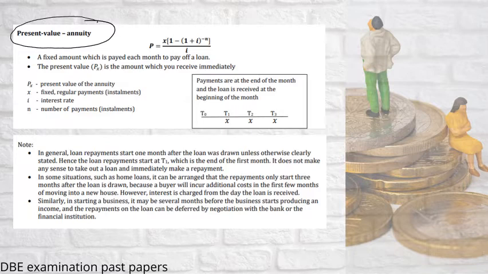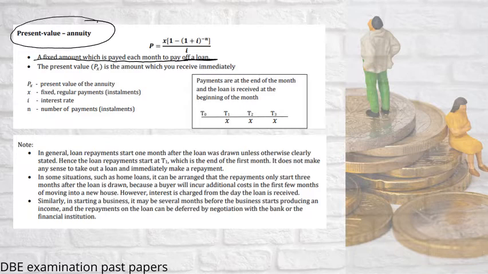But with present value annuity, a fixed amount is paid each month to pay off a loan. You have heard of people borrowing and they were told to make these regular payments. Maybe the bank said they will take this fixed payment at the end of every month. So in order to repay a loan, we call that present value annuity.